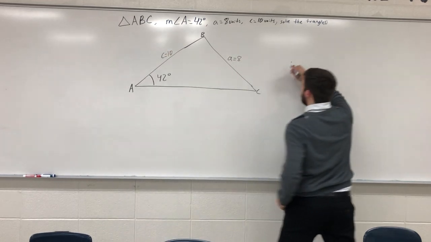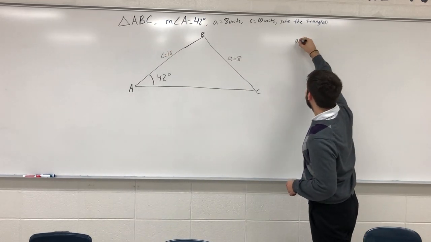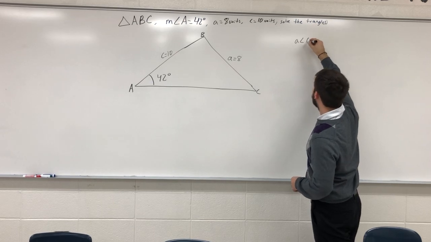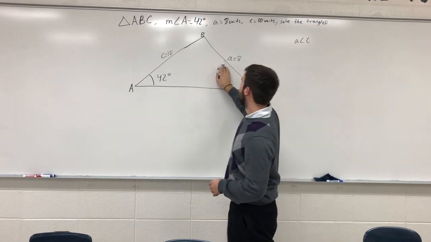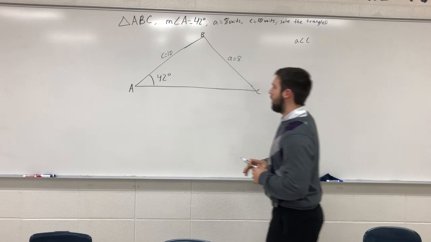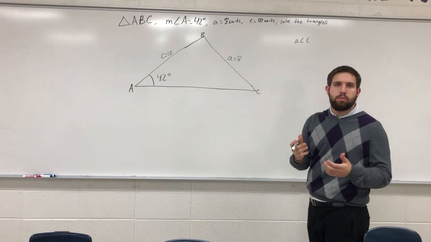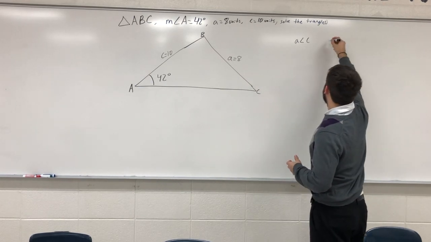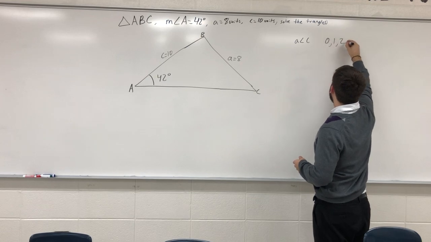Since a is less than c, so since our opposite side is less than our adjacent side, there's a chance for multiple triangles. We could either have 0, 1, or 2 triangles.